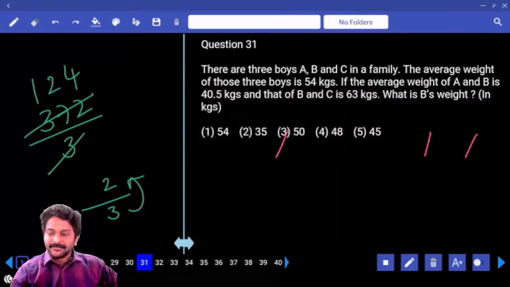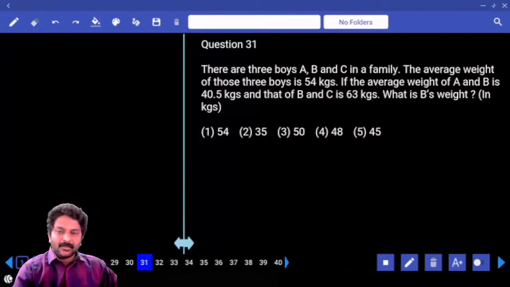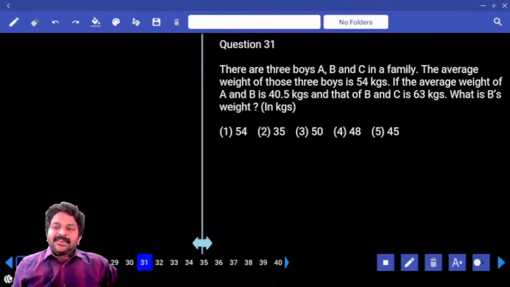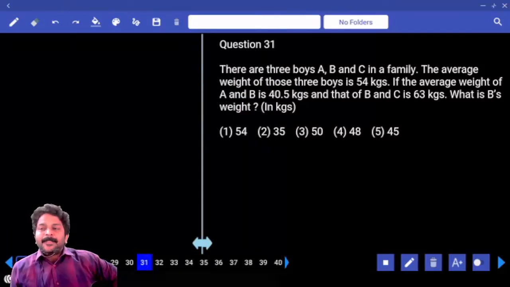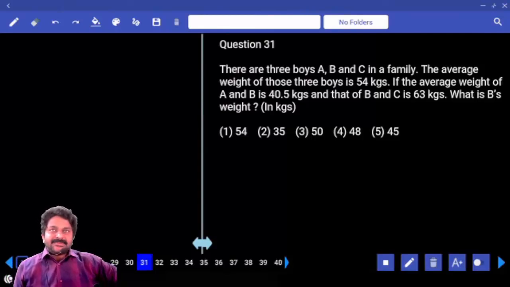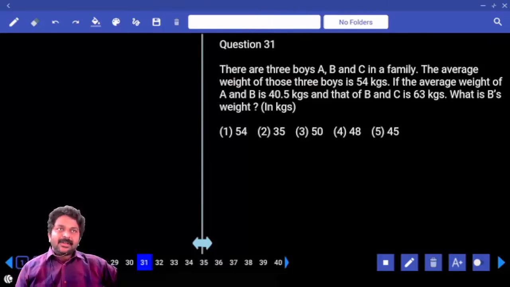ఎక్కడి నుంచి? 31. There are 3 boys A, B, C in a family. The average weight of those 3 boys is 54. Average weight of AB is 40.5 and BC is 63. What is B's weight? Okay, first traditional చెప్తా, ఆ తర్వాత నేను చెప్పాల్సింది చెప్తా.